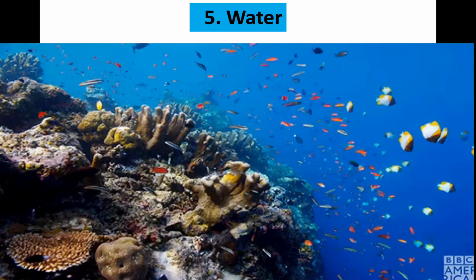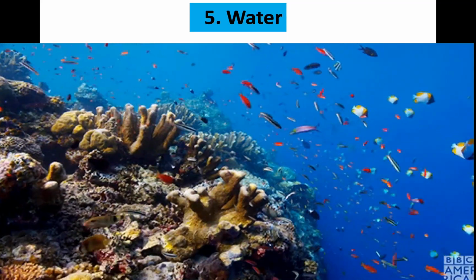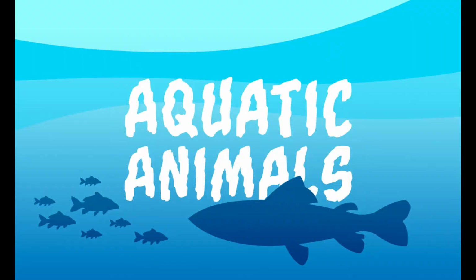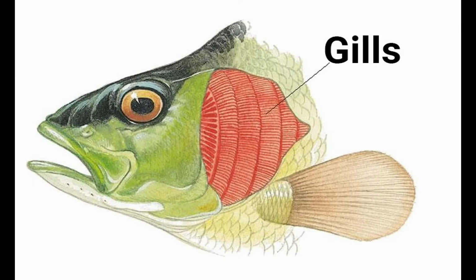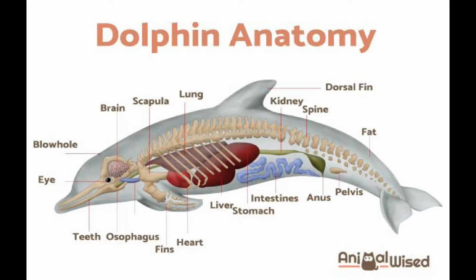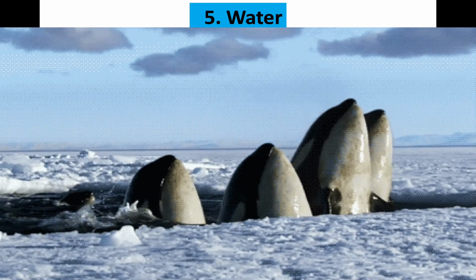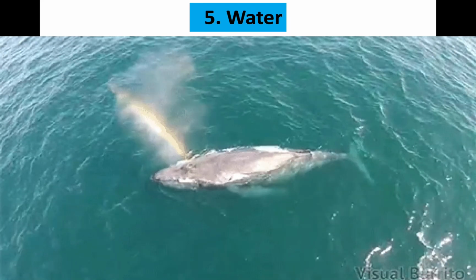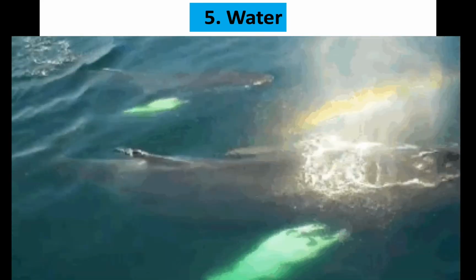Now, animals that are adapted to live in water are called aquatic animals. How are they adapted to live in the water? Well, the fish have gills that allow for gaseous exchange, and they have fins for swimming and for balance. Whales, seals, dolphins, they have lungs, and they come up to the water surface to take in oxygen. And that is how these animals are adapted to survive in water.